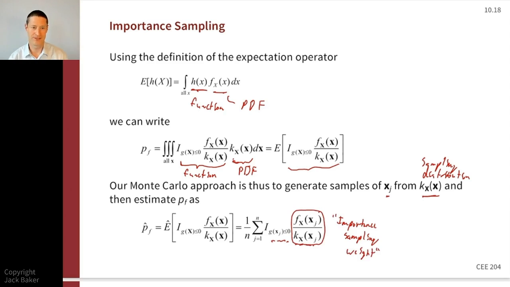Mathematically, this all pencils out. It's not inherently a better strategy, but the idea is going to be, we're going to choose the sampling distribution carefully. Specifically, we're going to choose it so we get more failures. So if we get more failures out of that sampling distribution, that's going to help with the statistical properties.